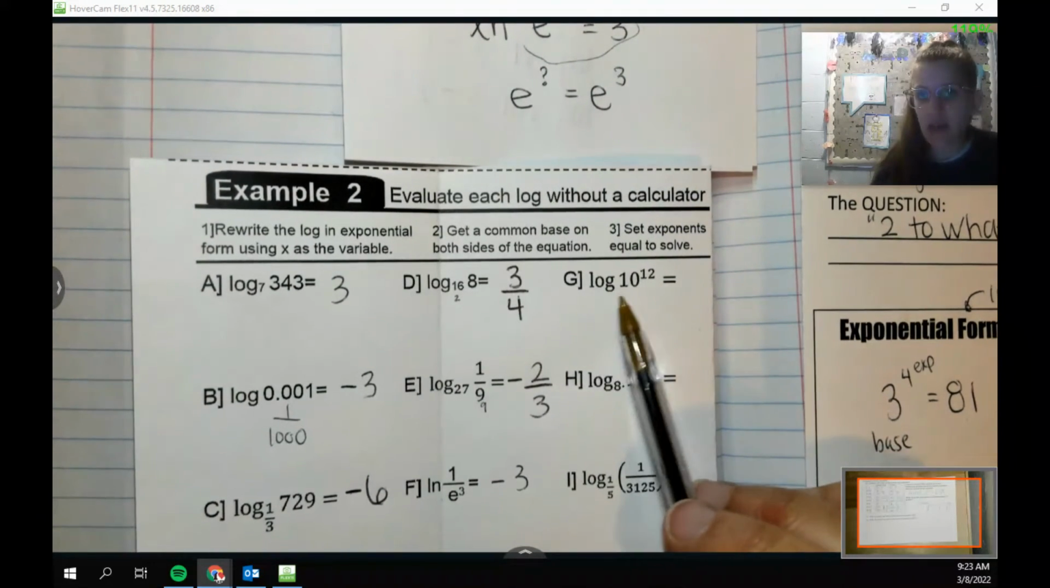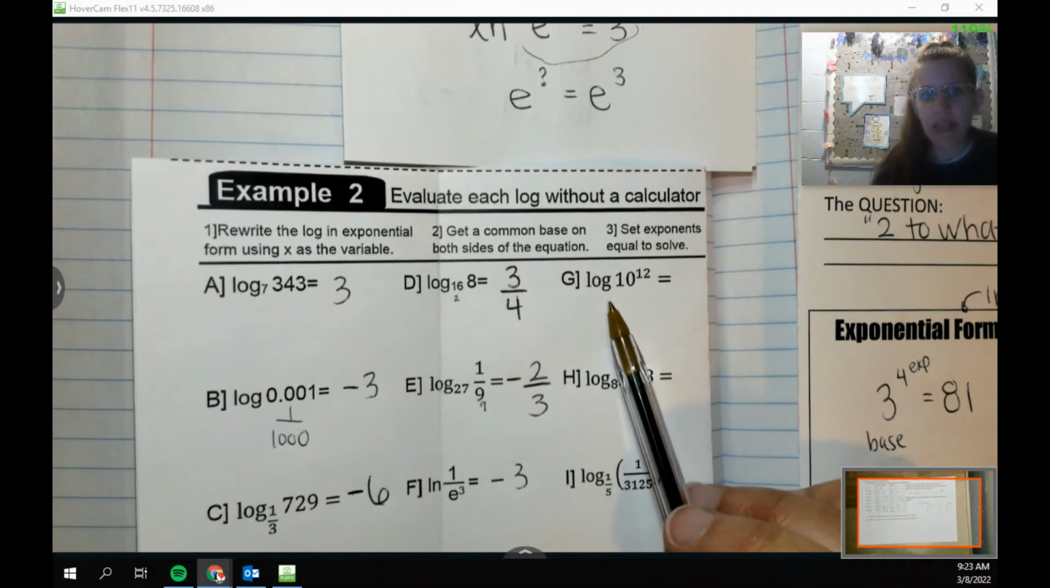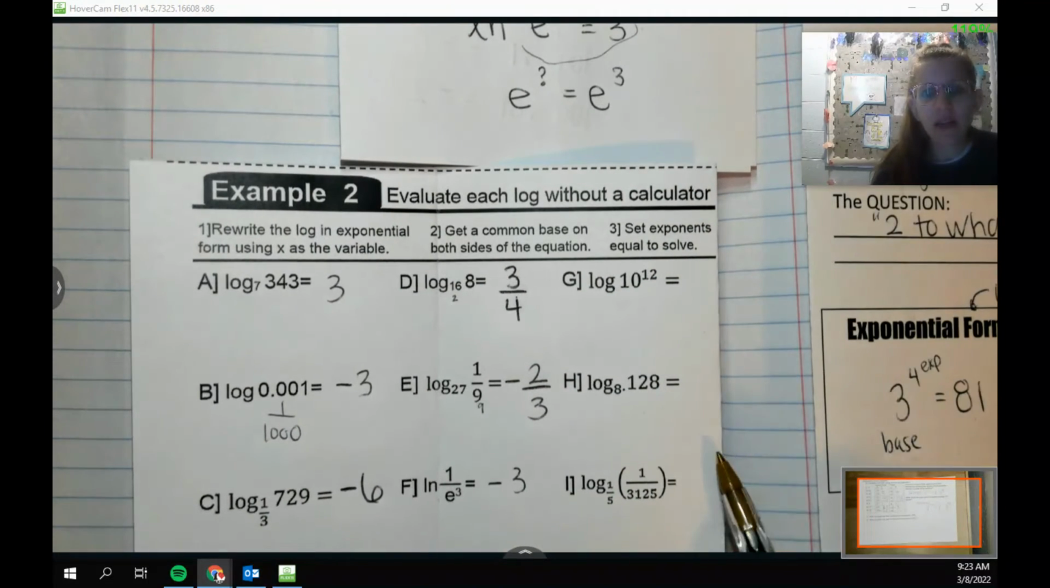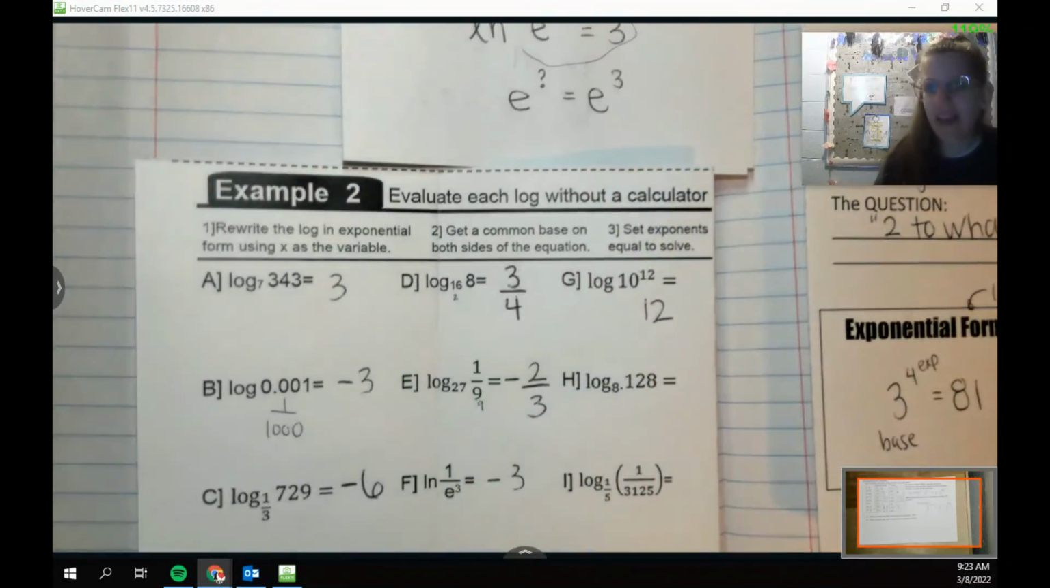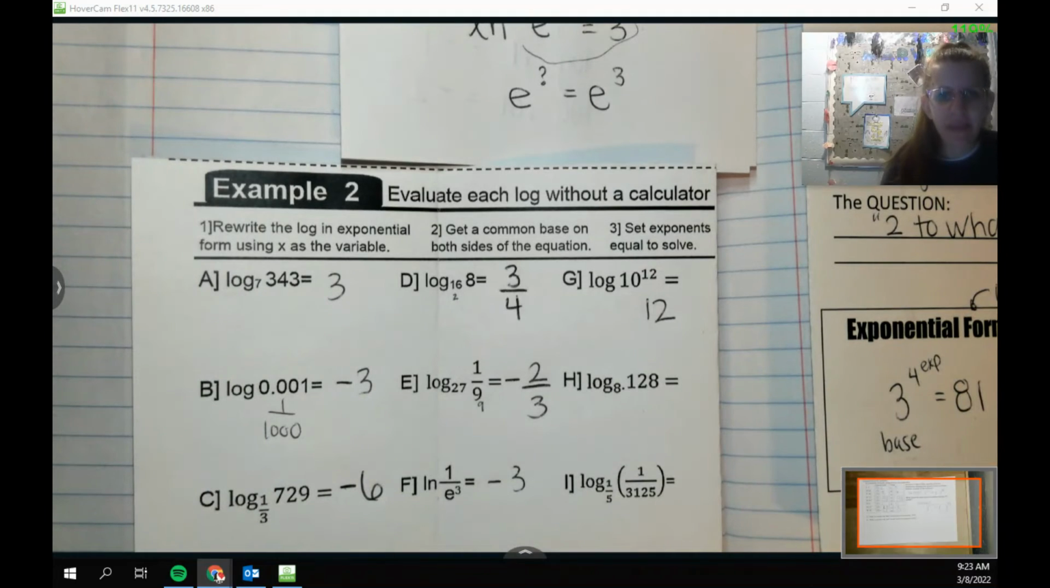Ooh, this log has no base, so that means the base is 10. So log base 10 of 10 to the 12th means 10 to what power is 10 to the 12th? 12. Okay.